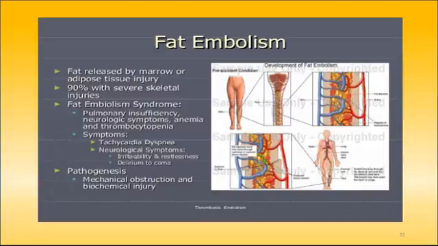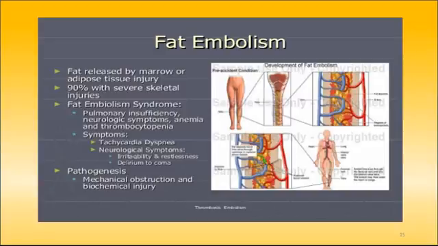It can spread neurologically. They have headache, lethargy, agitation, confusion, decreased level of consciousness, seizures, visual changes. Remember fat emboli versus blood clot emboli: the fat emboli have petechiae in the chest and axillary area, which you don't have in a thromboembolism, a blood clot embolism.